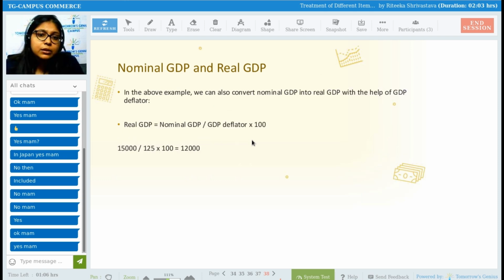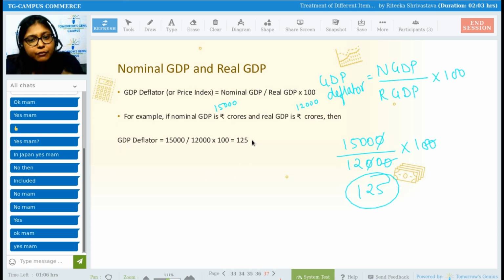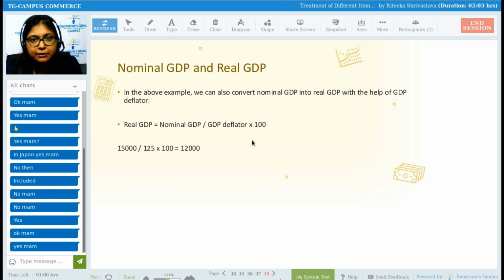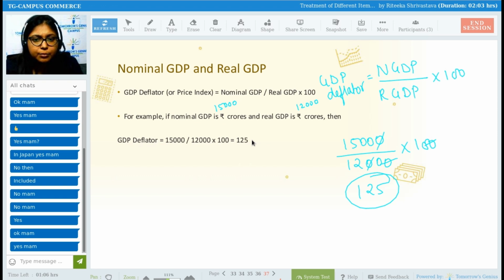So we can now also convert nominal GDP into real GDP. Same way, same formula will be there. What they are doing, instead of GDP deflator, they will find out real GDP. That can be done with the given formula.